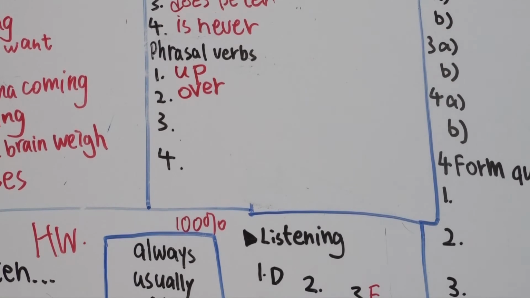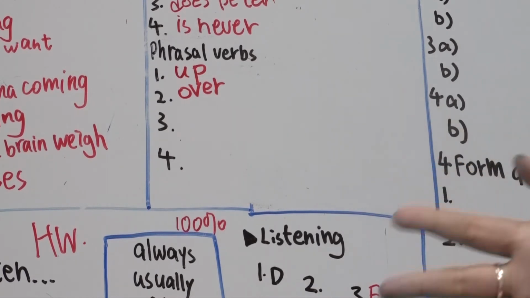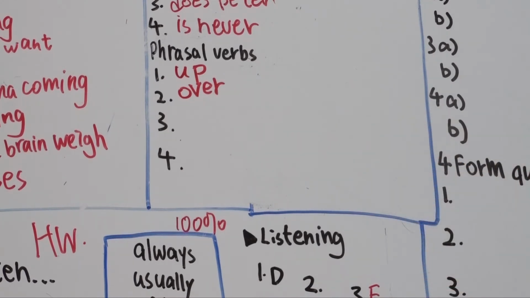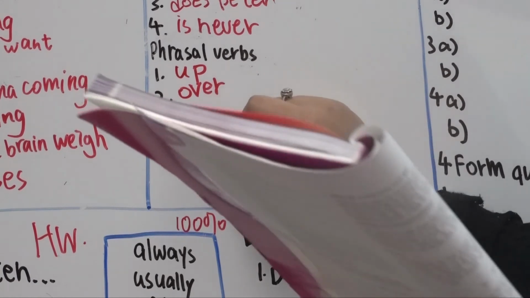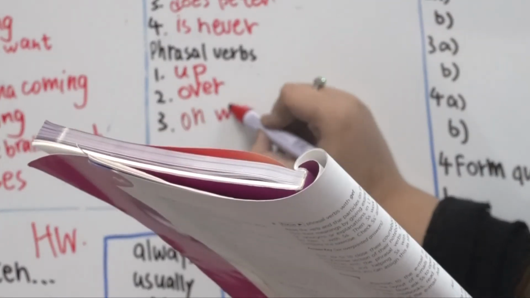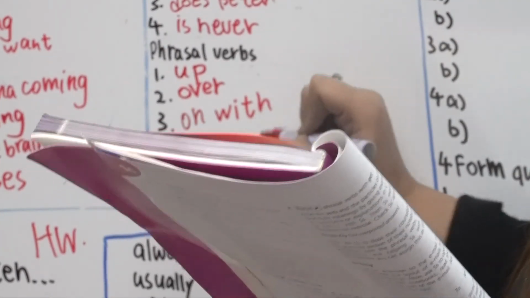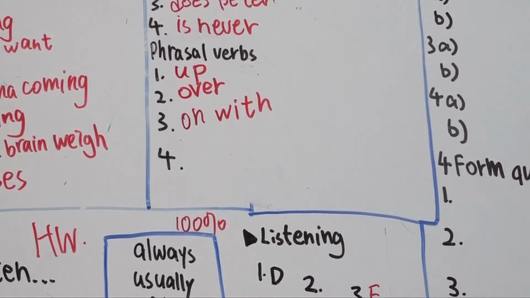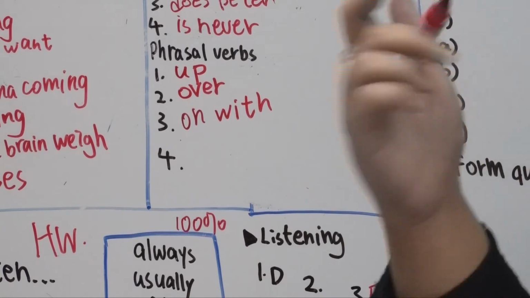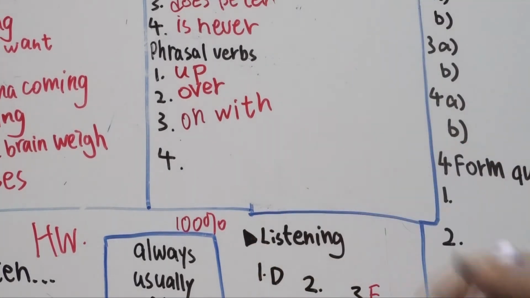How do you get what your neighbors? On can be on with, alright? So how do you get on with your neighbors? So how's the relationship between you and the neighbors going on? This is what it means, alright? Get on with.